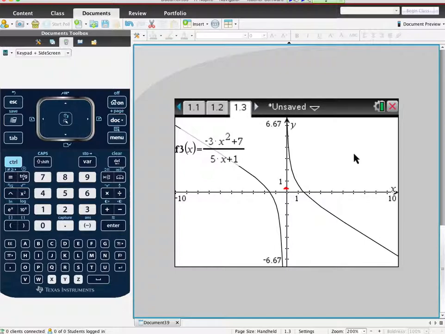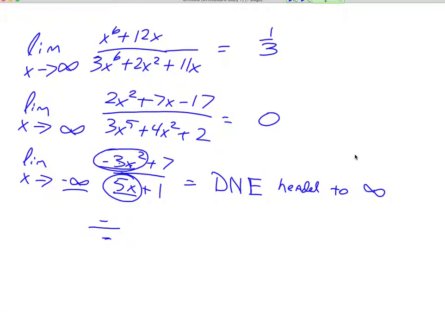So as I head out to the left, what's my graph doing? Going up. Now, let's say I was going to positive infinity in this case. So I plug in a positive in the numerator, what would it be? It would still be negative. But if I plug in a positive into the denominator, it would be positive. And the combination of those two is negative.